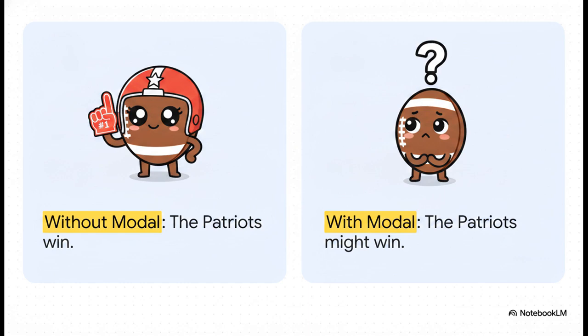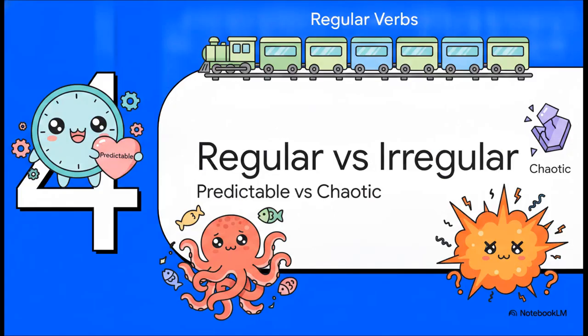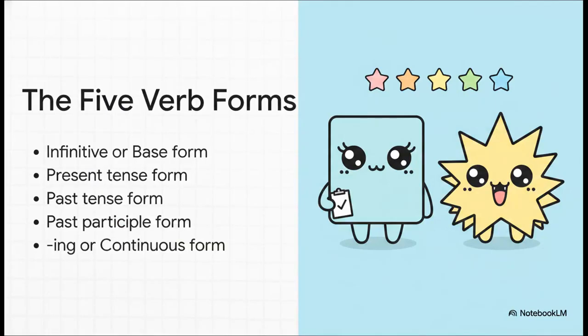Huge difference. That brings us to section 4, regular versus irregular forms. Now, because English verbs are the only words that can have tenses, they actually shift through 5 distinct forms: the infinitive or base form, the present tense, the past tense, the past participle, and the ing continuous form. But here is the major catch.